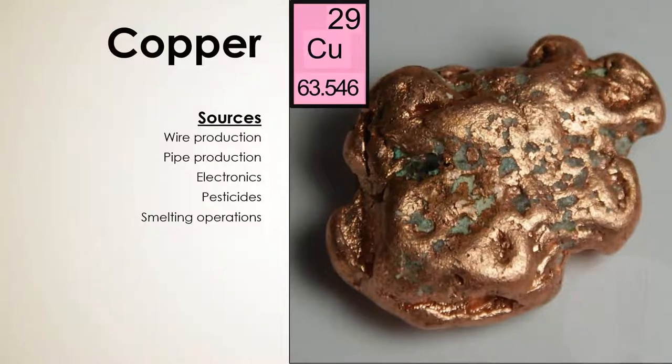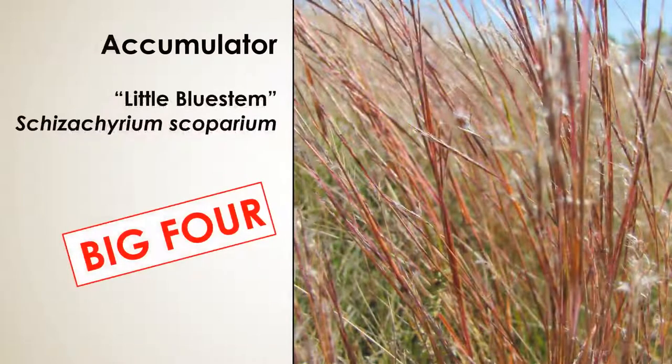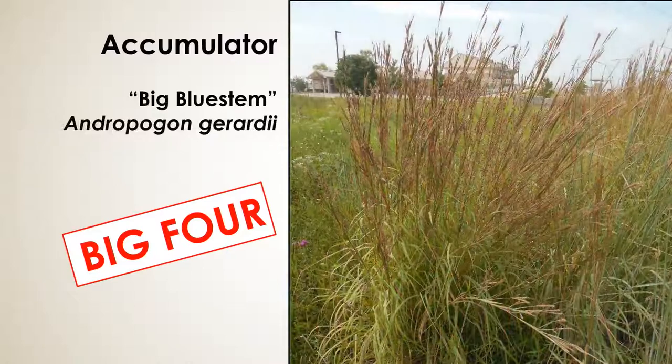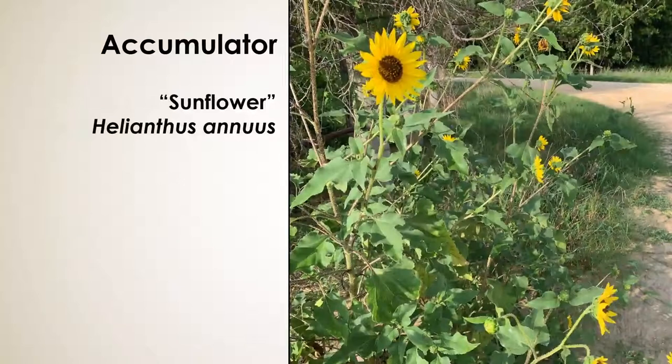Copper, sources of copper in our environment: pipe production, electronics, pesticides, and smelting operations. There's that smartweed, pale smartweed again, Persicaria lapathifolia, hyperaccumulator of copper. One of those big four species, little bluestem, an accumulator. Big bluestem. Sideoats grama. Sunflower.